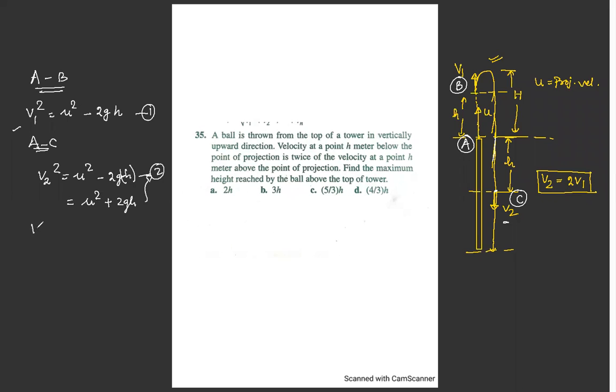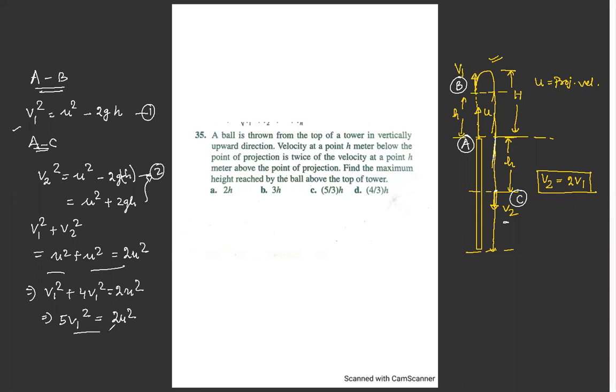If you add both the equations, it is going to be V1 square plus V2 square. Let me add it. So it is U square plus U square, because 2GH and 2GH are gone. That is 2U square. Right, 2U square. And you can write down this V1 square plus 4V1 square is equal to 2U square. So that is 5V1 square equal to 2U square.